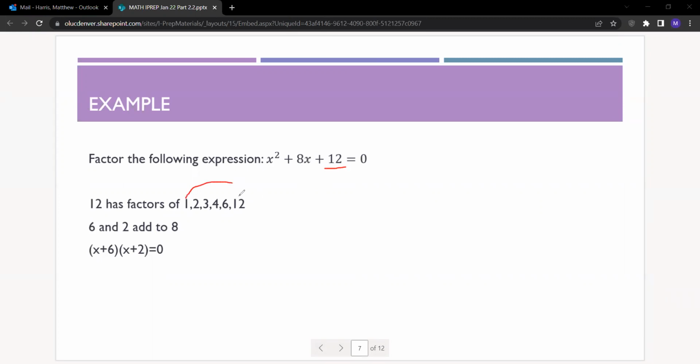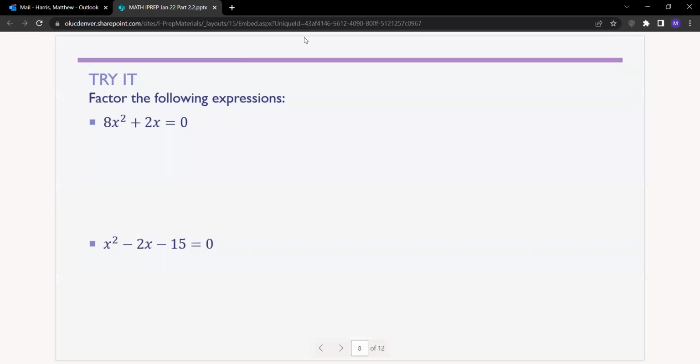So it's either 1 and 12, 2 and 6, or 3 and 4. So which of those add up to 8? 6 and 2. So then we get this answer down here. We get x plus 6 and x plus 2.